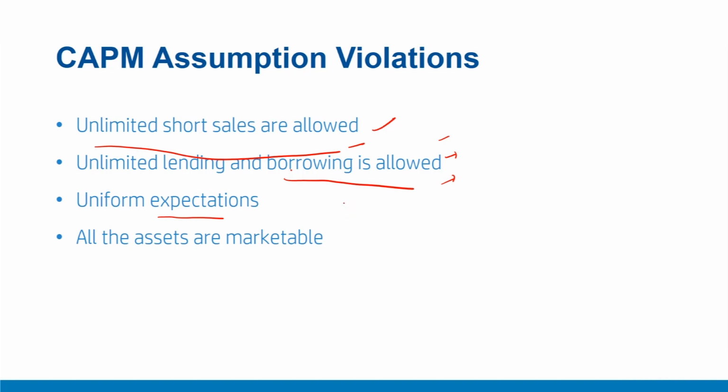The mean variance frontier for all the investors is the same, that is, the risk-return trade-off for all the investors is the same, which is of course not true. Another very important assumption is that all the assets are marketable, which suggests that not only the assets traded in financial markets, but human capital and various other real physical assets are also completely marketable, which is not true.